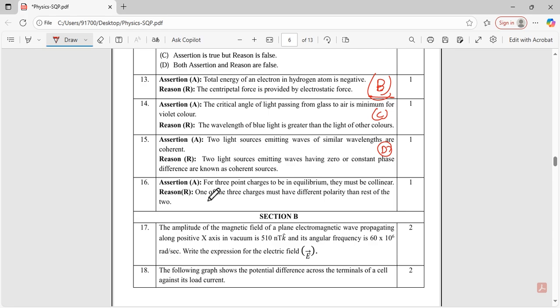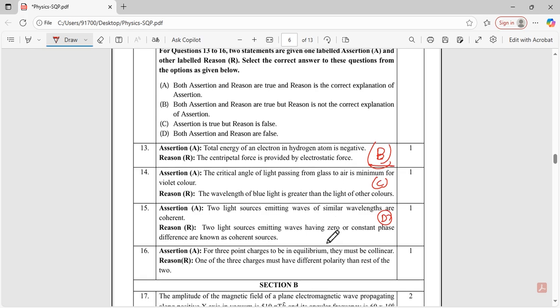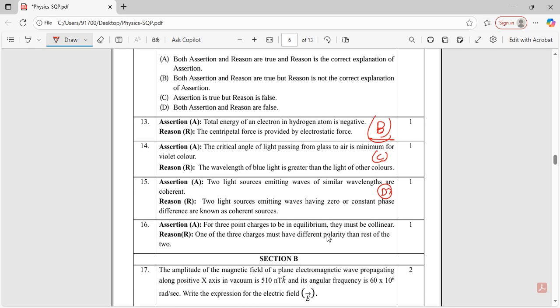So question number 16. If three point charges are in equilibrium, that's very important, they must be collinear, and one of the three charges must have a different polarity from the rest of the two. Both assertion and reason are true, but the reason is not a correct explanation of the assertion. Okay, there's option B here.